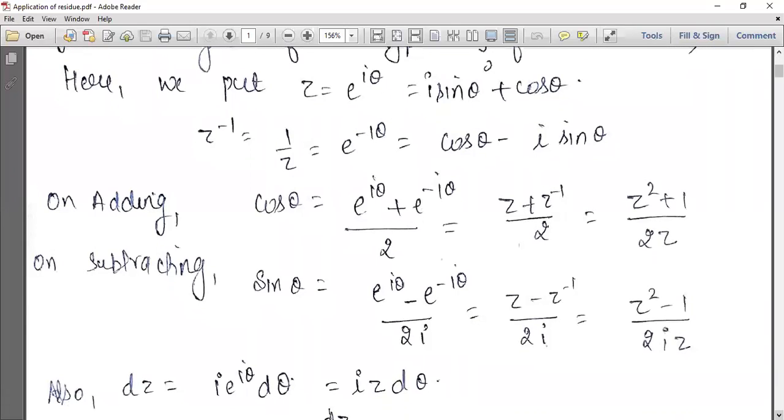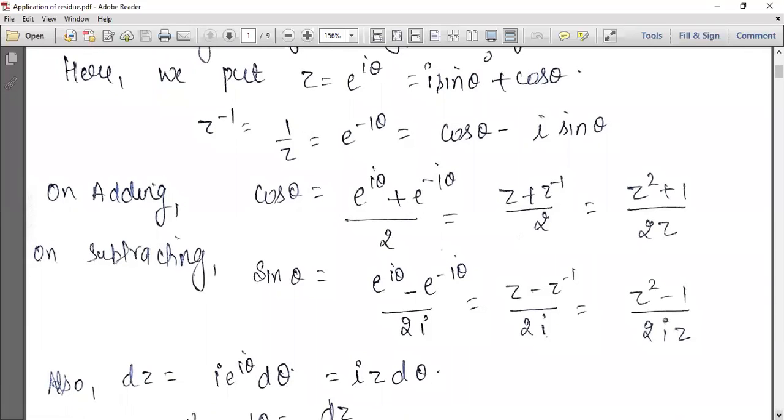And now z is e raised to the power i theta. So dz will be, differentiate this with respect to theta, so I will be left with i e^(i theta) d theta. Now e raised to the power i theta is z, so I write z here in place of e raised to the power i theta. So this will be iz d theta. So now my d theta will be dz by iz.